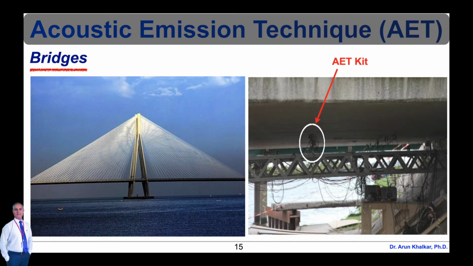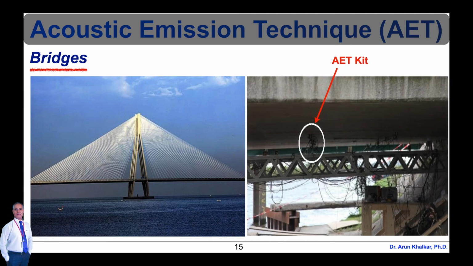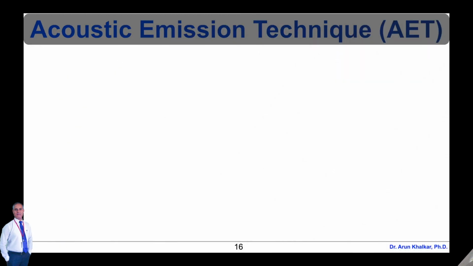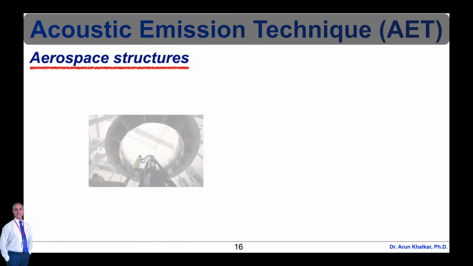Acoustic emission is increasingly being used for bridge monitoring applications because it can continuously gather data and detect changes that may be due to damage without requiring lane closures or bridge shutdown. In fact, traffic flow is commonly used to load or stretch the bridge for AE testing. Next application of acoustic emission technique is in aerospace structures.